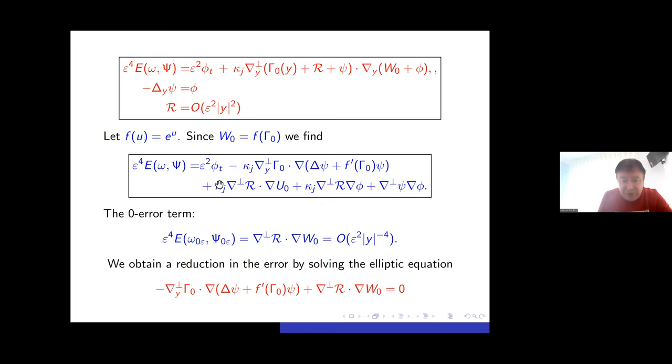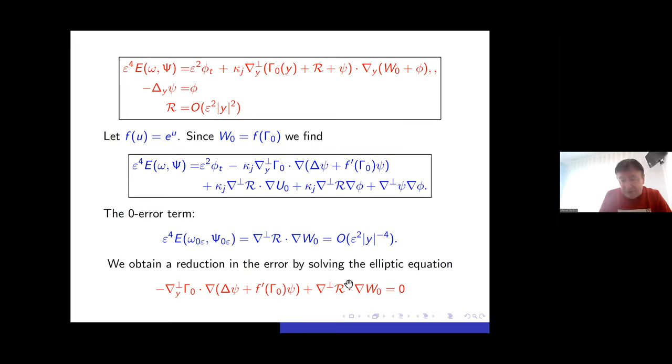As a matter of fact, if you compute the error, the main term in the error is this gradient perp of r times gradient of omega zero. Sorry, I call it u zero, it is omega zero. And this is of size epsilon squared divided by y to the power four, so it decays in y in that form. So we obtain a reduction in the error by solving the following elliptic equation: this plus this equal to zero, which amounts to making this plus this equal to zero. So you get an improvement of the error if we are able to solve this problem. And solving this problem specifically is easy. On the other hand, this operator, what you can see here, is actually the linearization of the Euler equation around the standard bubble, nothing special.